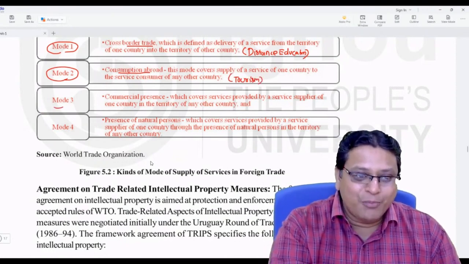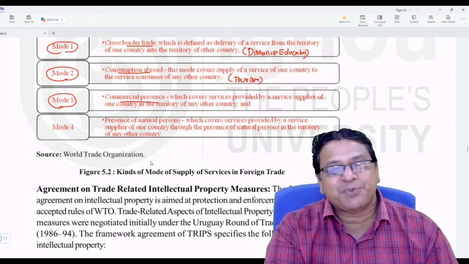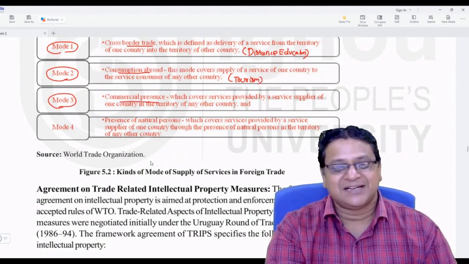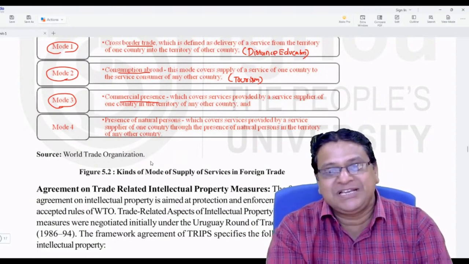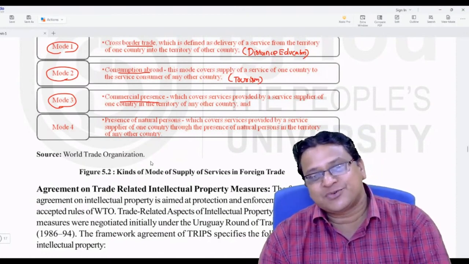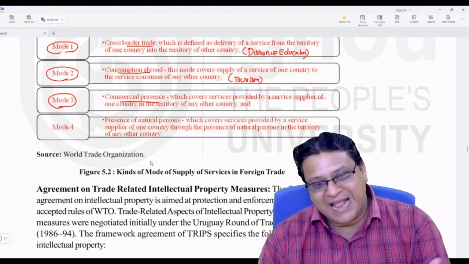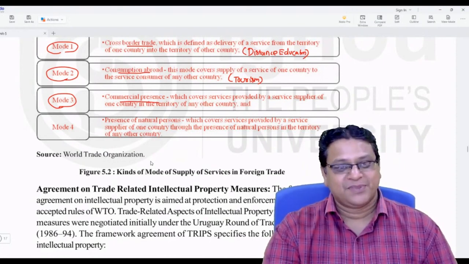Mode 3, commercial presence. This means the service provider will start their offshore campus in another country. Let's take an example. Harvard Business School wants to set up its branch in India. That is known as commercial presence.